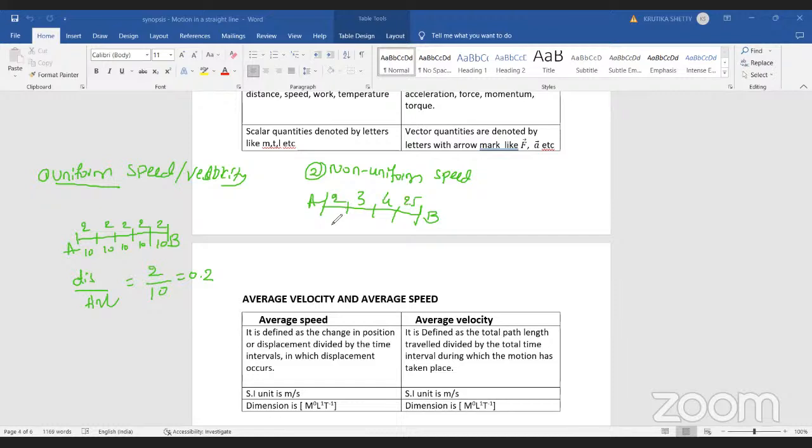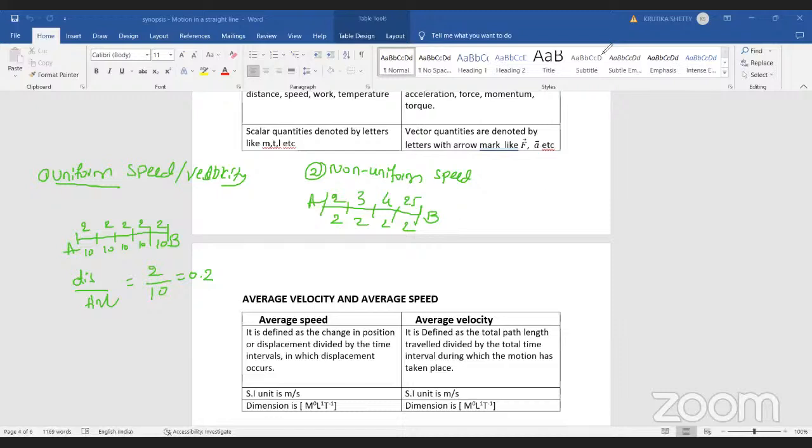Okay, but here the time taken is equal, that is 2 minutes, 2 minutes, 2 minutes, 2 minutes. Here the first 2 meters it is traveling in 2 minutes, next 3 meters in 2 minutes, next 4 meters in 2 minutes. Distance varies but time remains constant. In some textbooks they will give the reverse also, that is equal distance traveled but unequal time intervals. That is also called non-uniform speed.